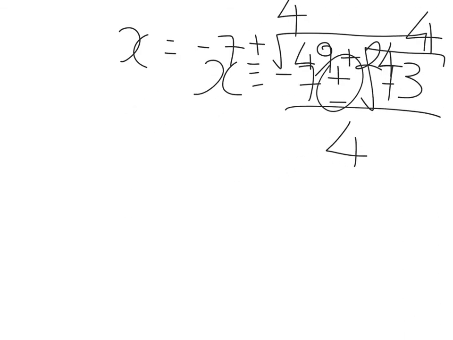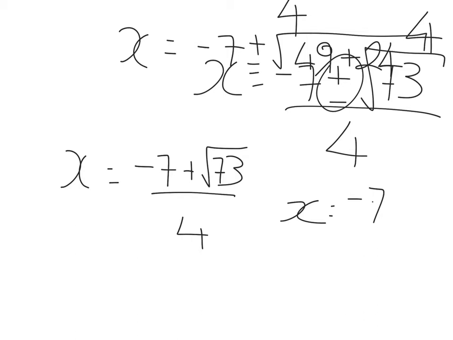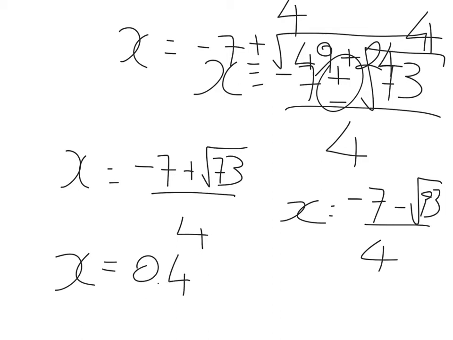And that'll be x equals minus 7 plus root 73 over 4, or x equals minus 7 minus root 73 over 4. So I throw that into the calculator to one decimal place. That'll be 0.4 and minus 3.9.